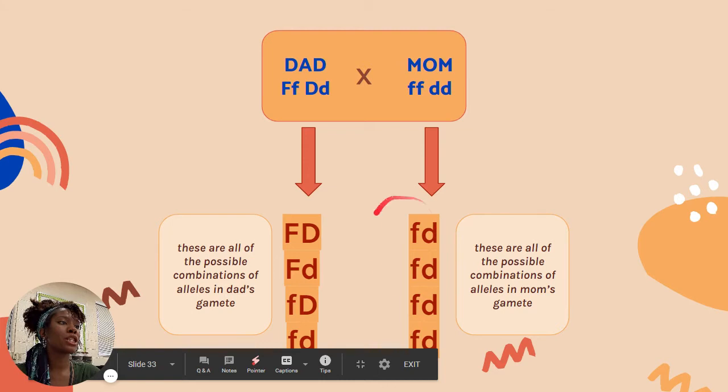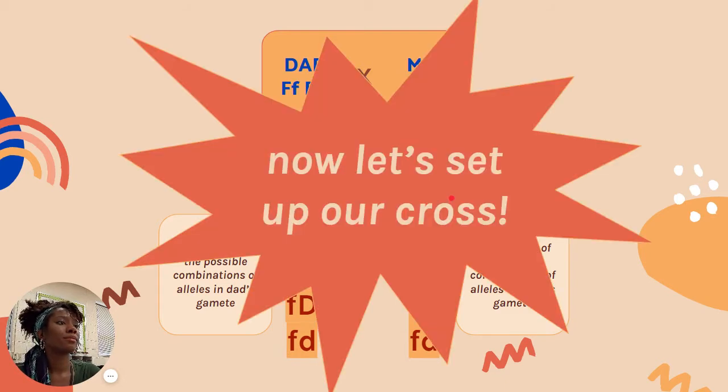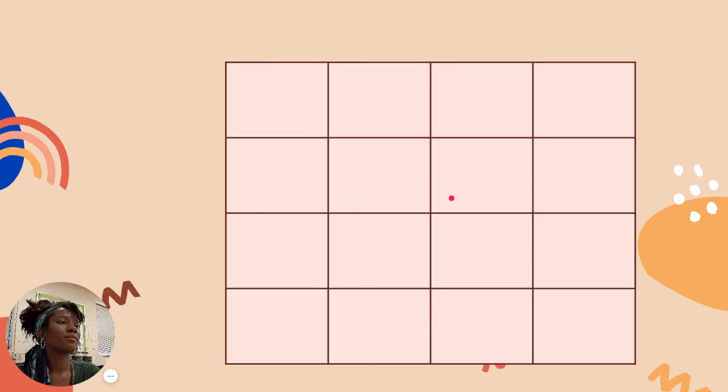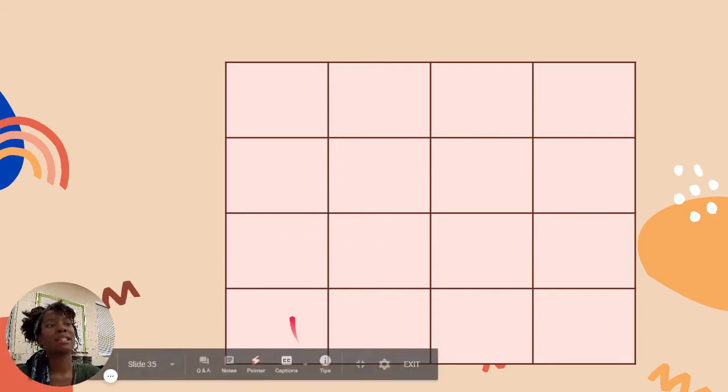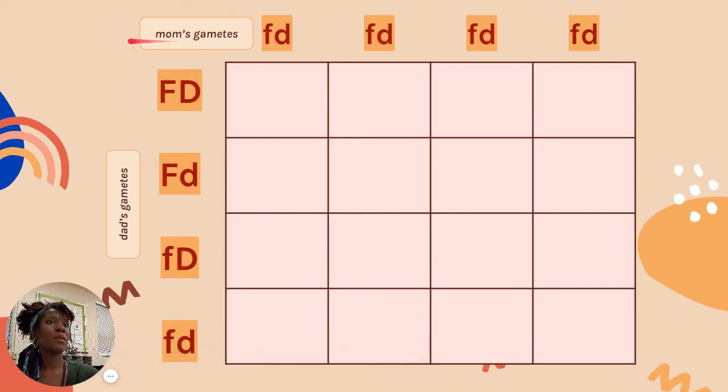All the possible combinations for mom. Now we're going to use these to set up our Punnett square. So, the Punnett square is big. Much bigger now. Now it is 16 boxes, so 4 by 4. We're going to put our dad's gametes that we found out using FOIL, and we're going to put mom's gametes that we found out also using FOIL.